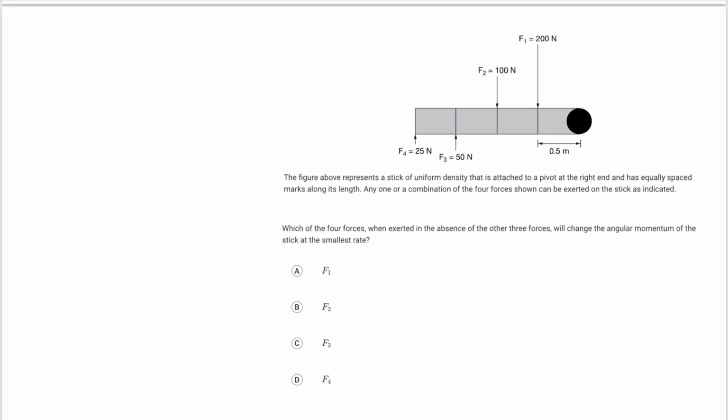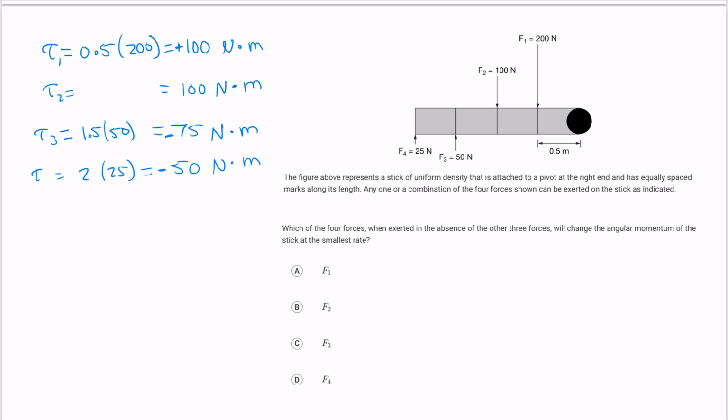In this problem, we have the same setup, the same lever arm with the same forces acting on it. And the question is, which of the four forces, when exerted alone, will change the angular momentum of the stick at the smallest rate? This is just saying which of the four forces generates the smallest amount of torque. That said, we just calculated the torques that each one generated in the previous problem. I'll copy it here. And so we can see that the torque with the smallest magnitude is actually T sub 4 with a 50 Newton meter magnitude of torque generated.